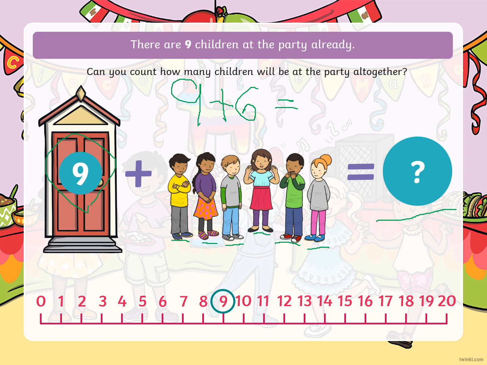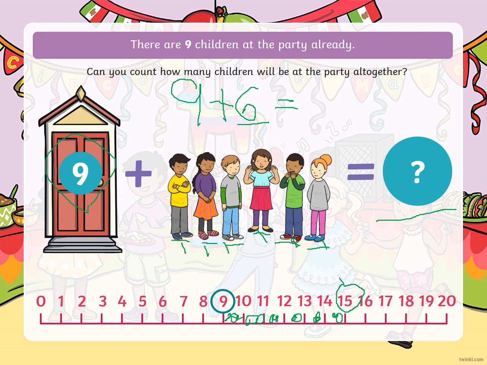So how many spaces do we need to count? 6, because there's 6 kids who arrive. So 9 plus 6, let's start at 9. Let's count 6 numbers, 6 spaces. 1, 2, 3, 4, 5, 6. What number is over here? 15. Alright, let's try counting the kids.